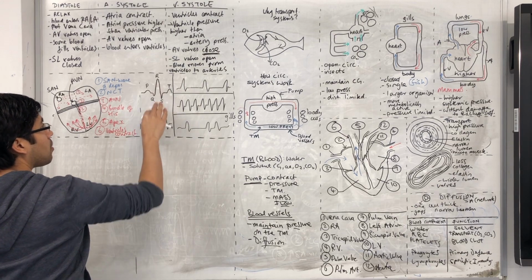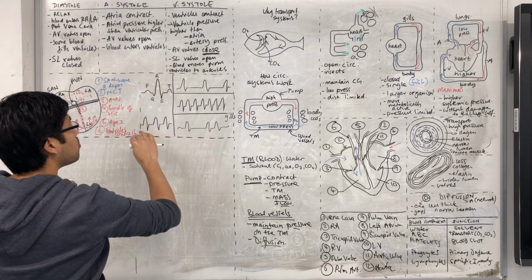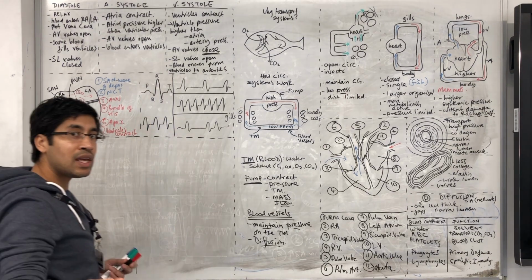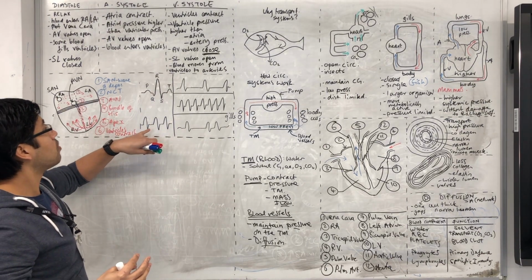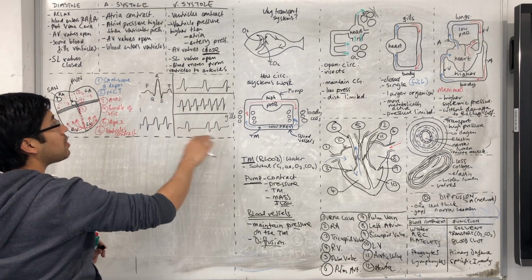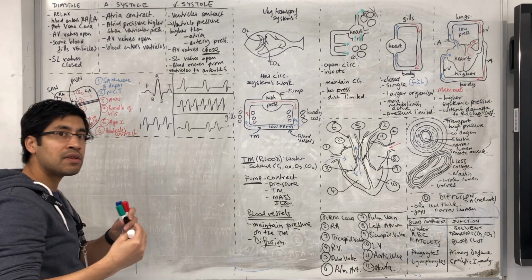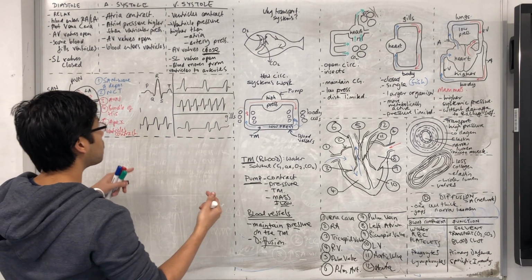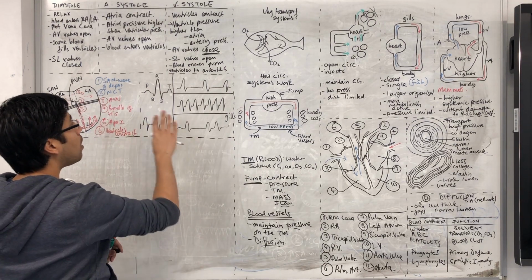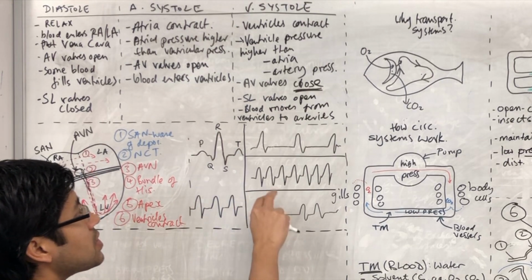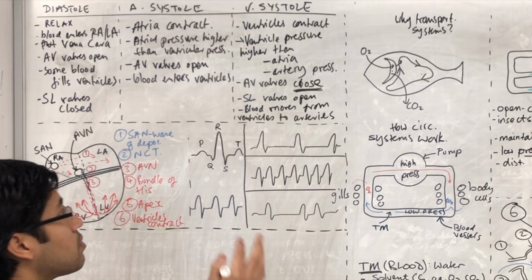Now, what you'd have to be able to do is recognize in the beginning what a normal trace looks like, but then what abnormalities you can notice. And the most frequent ones that you might have to identify, there are two things that I would like you to look out for. The first is the rhythm.